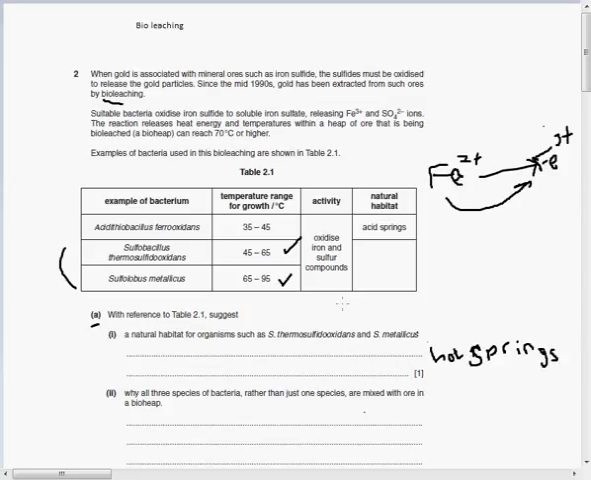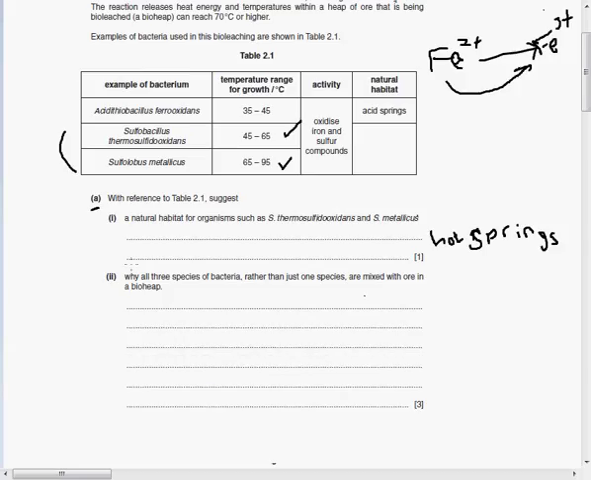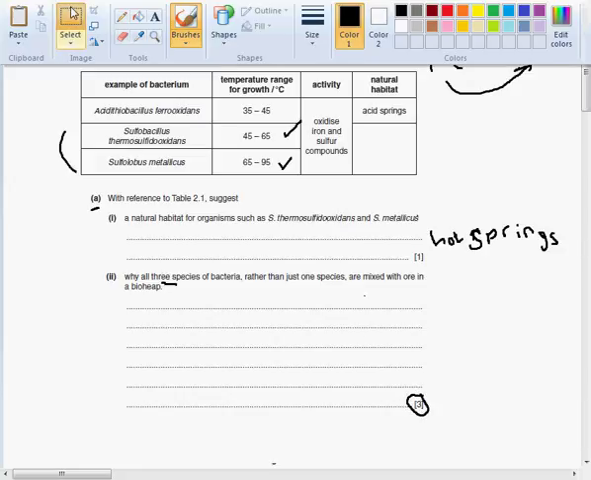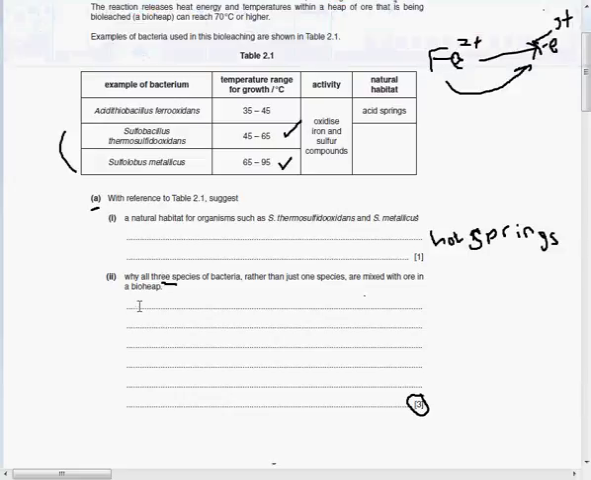Then we have another question here. Why are all three species of bacteria, rather than just one species, mixed together in a bioheap? Why do we mix three species? There should be valid reasons, because there are 3 marks here, so we should have many reasons, not just one. So probably we can write them using our ink here. The reasons can be as follows.